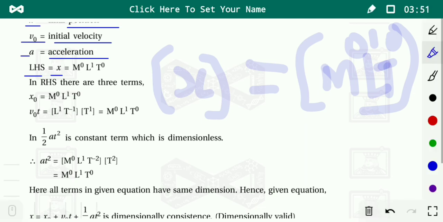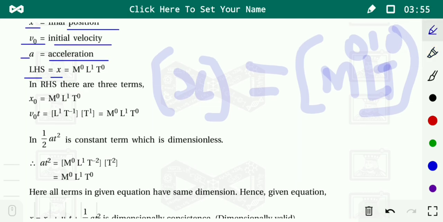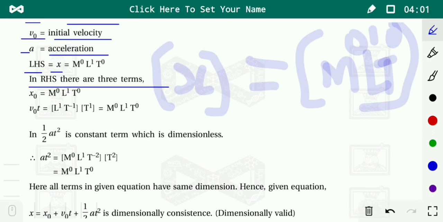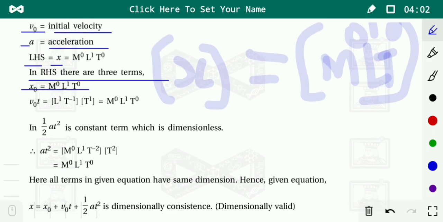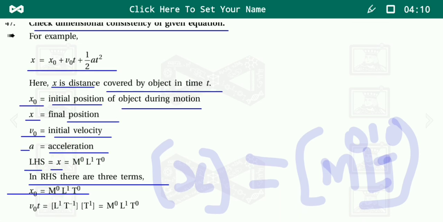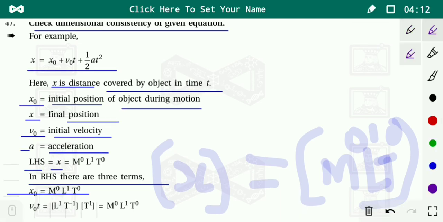Okay students, next, on the right hand side there are three terms. First, within a square bracket, is x0. It is also a distance. x0 is merely the initial position, and the initial position is always a length measurement. Once again, it has dimensions of length only. So [x0] = [M⁰L¹T⁰]. It should also be within a square bracket, like this.